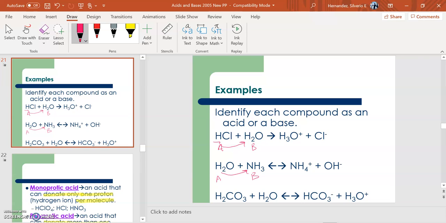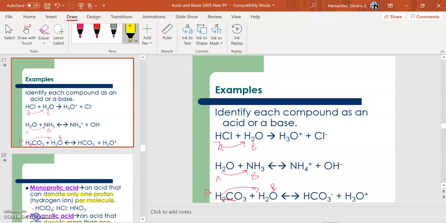And then finally, in the last one, you have the carbonic acid and the water. Here, again, you can look at the number of hydrogens in the H2CO3 went down by 1. So it must have given one of its hydrogen ions over to the water. So this is the acid and this is the base. You'll notice in these examples that the hydrochloric acid only gave away one hydrogen, the water gave away one hydrogen, and the carbonic acid also gave away one hydrogen.